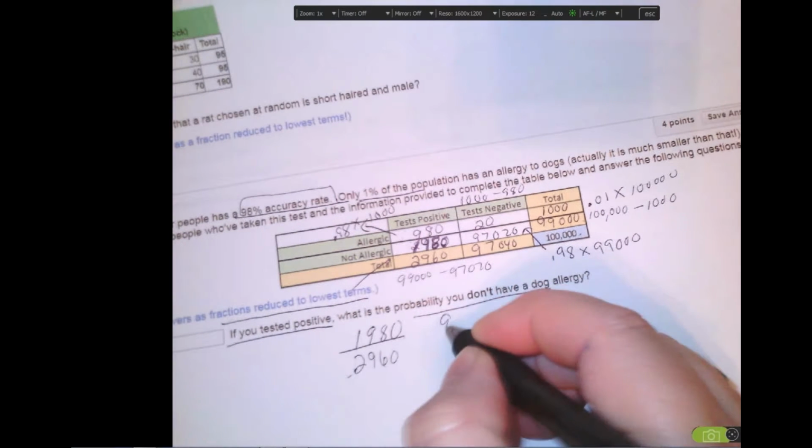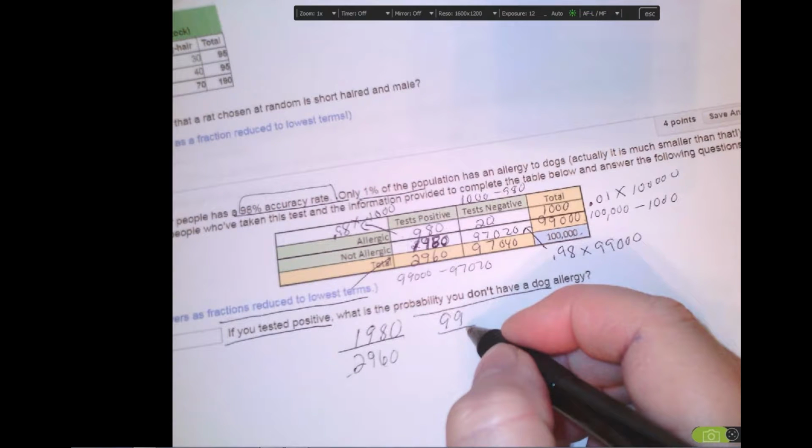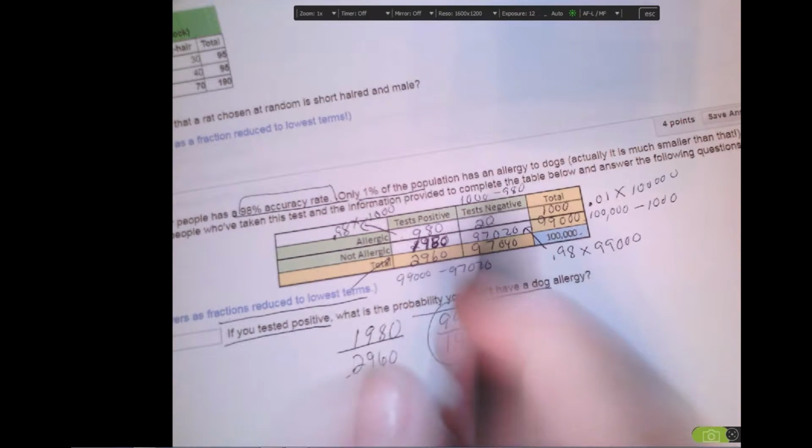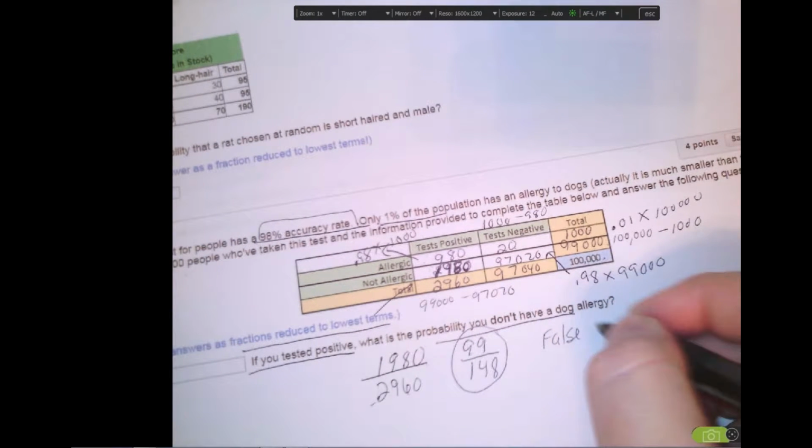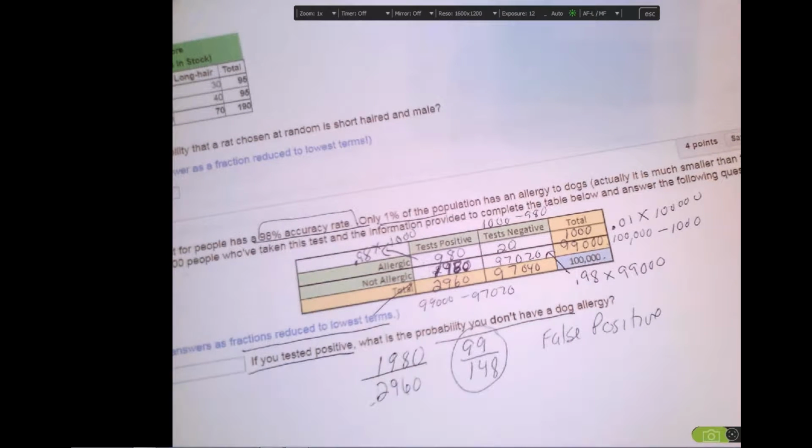And this wants the answer as a reduced fraction. I've got 99 over 148. Okay. And what does this represent? This would be a false positive because they're going to ask you that on the test. This is an example of a false positive.